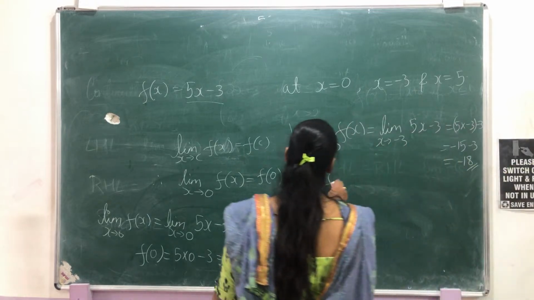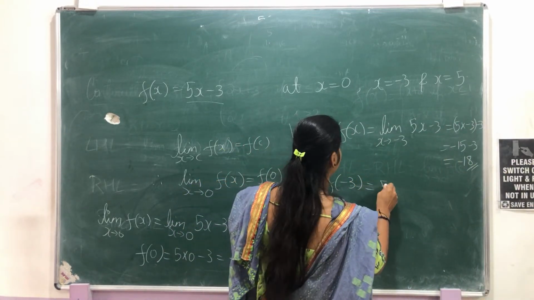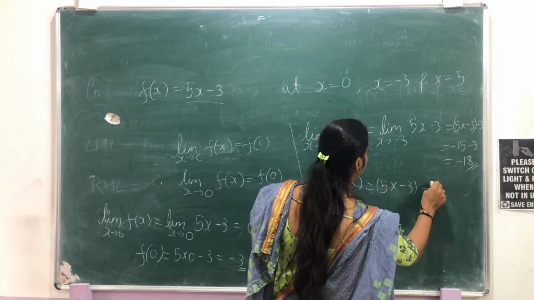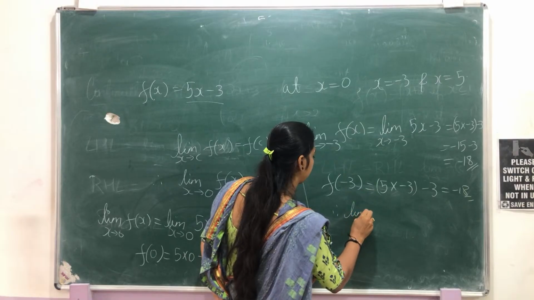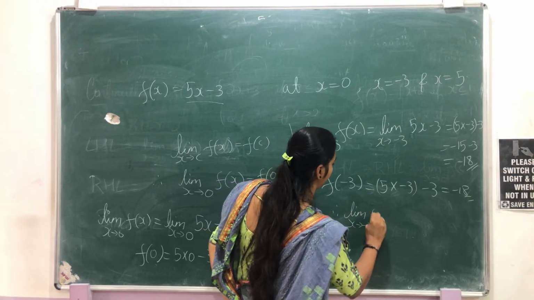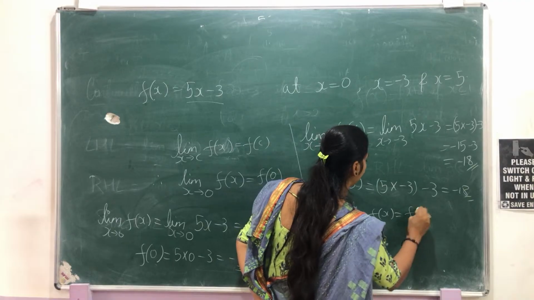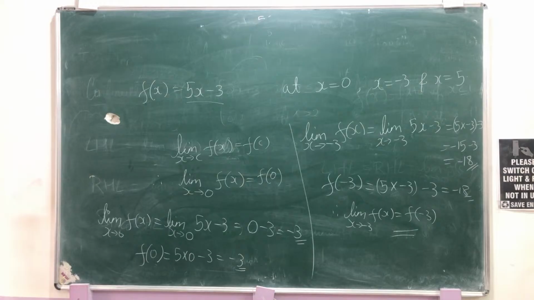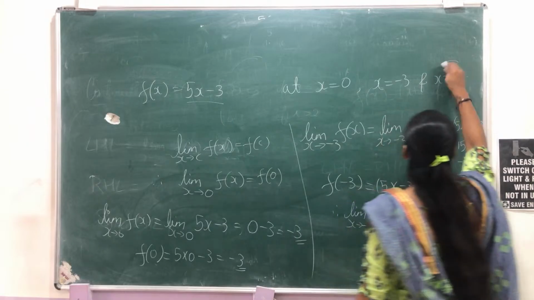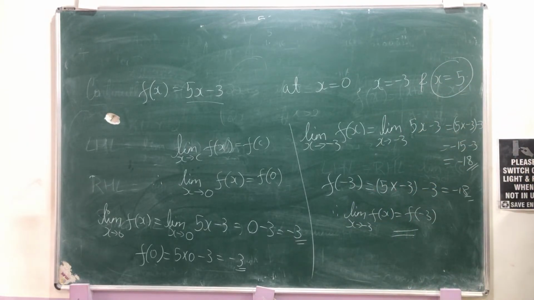What is f of minus 3 then? That is 5 into minus 3 minus 3 again minus 18. Therefore, limit x tends to minus 3 f of x is equal to f of minus 3. Since this is equal, the function is continuous at x equal to minus 3. Got it? Similarly, this is your homework. At x equal to 5, you need to check. Understood? Simple. If that is done, we'll move to next question.